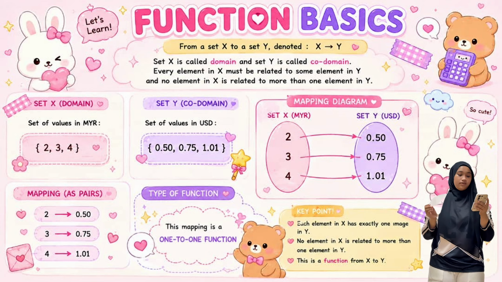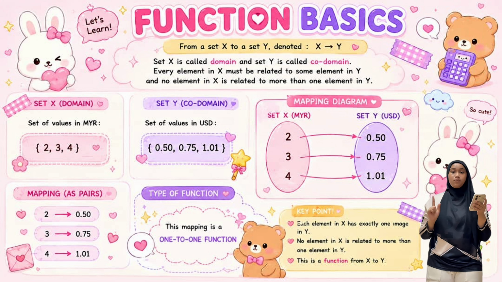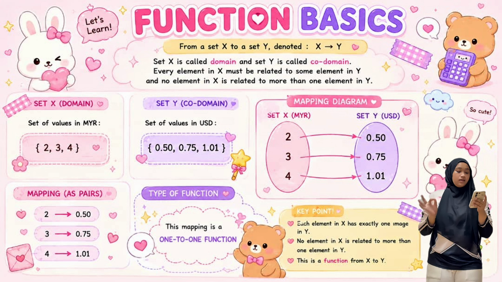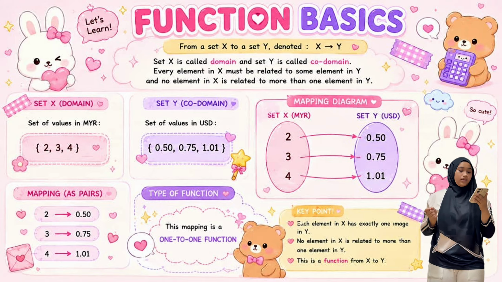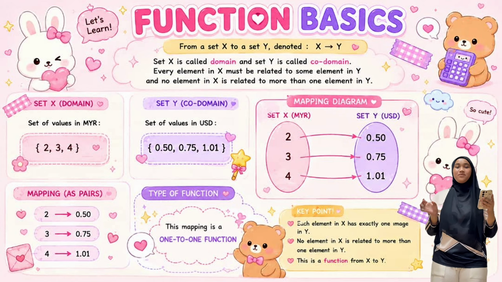In the mapping diagram, 2 maps to 0.50, 3 maps to 0.75, 4 maps to 1.01. They show that every element in the domain is connected to exactly one element in the codomain. The mapping diagram we call as one-to-one.